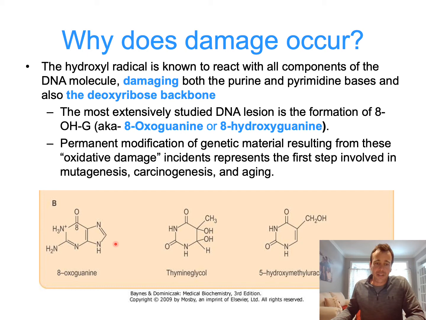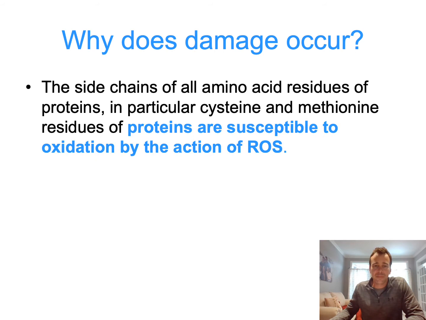Shown down here, 8-oxoguanine. This can lead to permanent modification of genetic material due to this oxidative damage. And so this can be the first step in mutagenesis, can lead to cancer, premature aging, those kinds of things. In addition to lipids and DNA, the side chains of amino acids can react with reactive oxygen species.